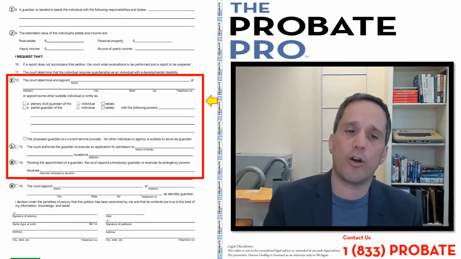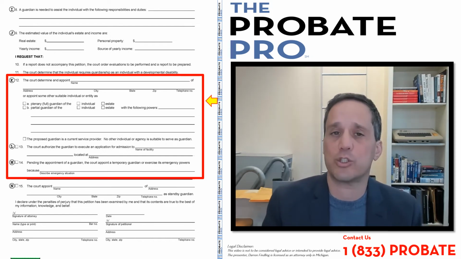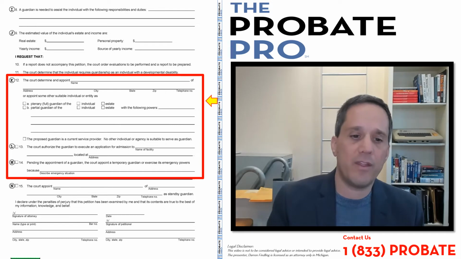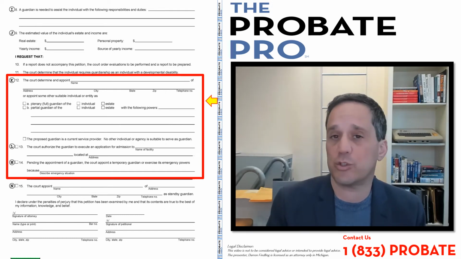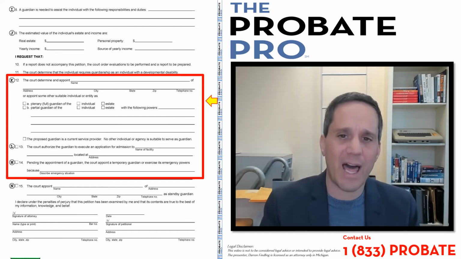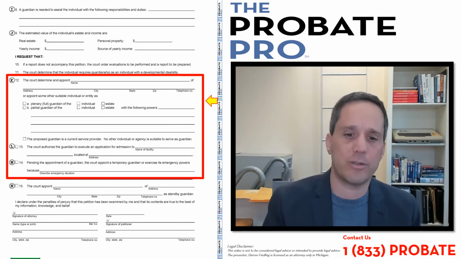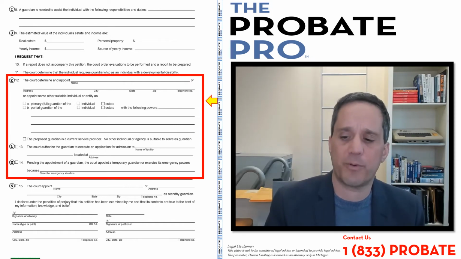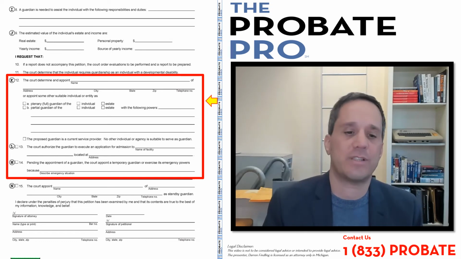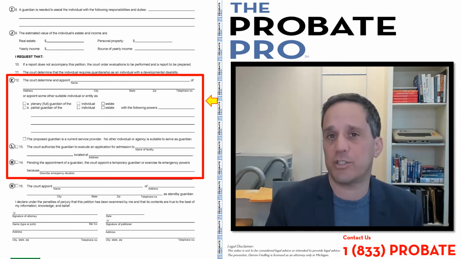Now, if the proposed guardian is currently the service provider, you have to identify there that no other individual or agency is suitable to serve. And again, there's a lot that goes behind that, but they want to make certain that before the proposed guardian as a service provider is identified, the court has ascertained whether there's any other individual or agency that's suitable to serve.